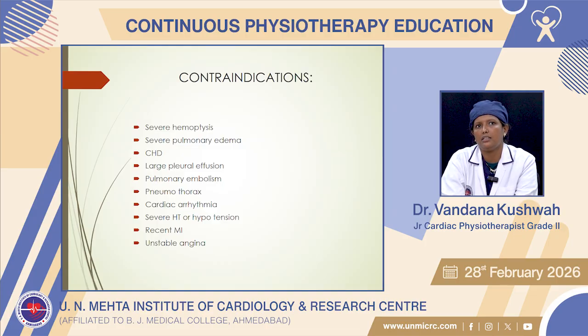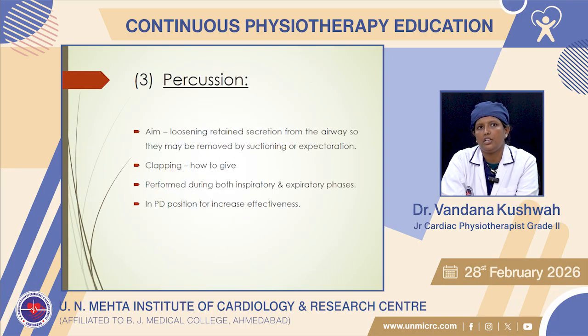Contraindications: severe hemoptysis, in which the patient has chances of thrombus and hemorrhage, so it is contraindicated. Severe pulmonary edema, CHD meaning congenital heart disease, large pleural effusion if untreated. Pulmonary embolism and pneumothorax, contraindicated also due to the chances of hemorrhage. Cardiac arrhythmia, severe hypertension or hypotension, recent MI meaning myocardial infarction, and unstable angina.